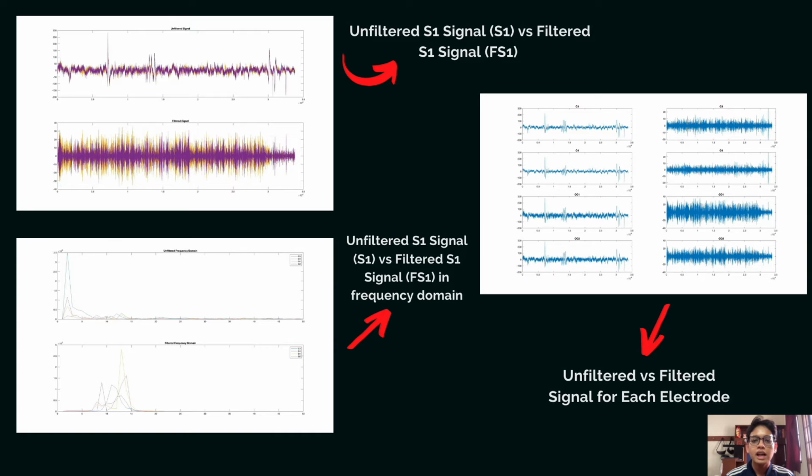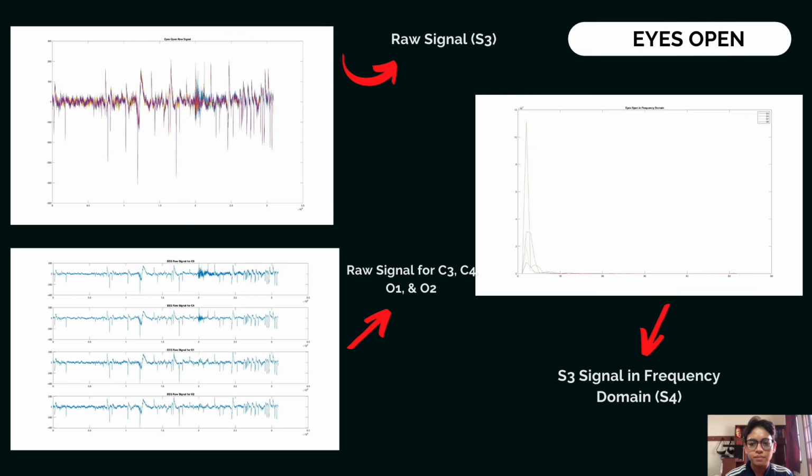Next, we have the unfiltered S1 signal versus the filtered S1 signal FS1 in the frequency domain, and unfiltered versus filtered signal for each electrode. For the filtered signal FS1 in the frequency domain, we can observe that the graph shifts and the highest peak amplitude is now on electrode O1.